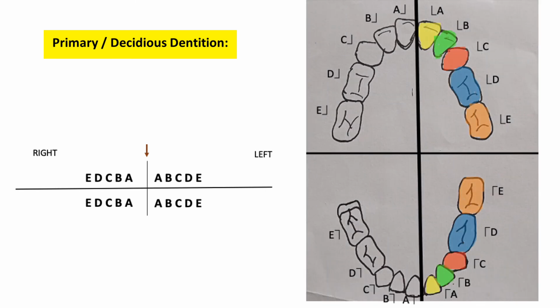Now, this is a diagrammatic representation wherein we can see that there is a symbol present before the letter. That is a symbolic representation of the quadrant. So, when we write E, representing an upper right second molar, this symbol will be written in front of E representing that quadrant. And when we are writing a lower left second molar, E will be present, and before that the corresponding symbol will also be present. This is how the Zsigmondy-Palmer notation system is used in a primary dentition.